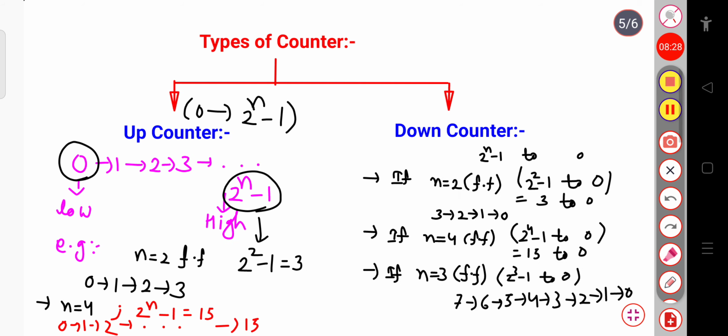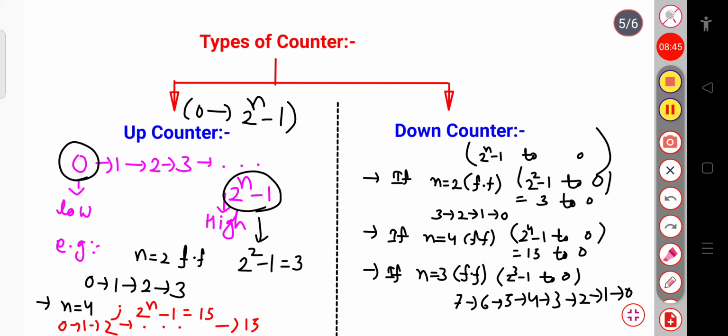So the basic difference between this up counter and the down counter is, the up counter will count from the low value to the high value and this down counter will count from the high value to the low value. Is that clear to you?